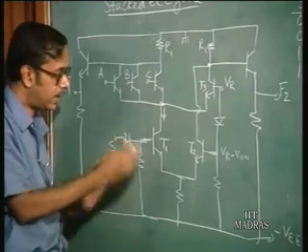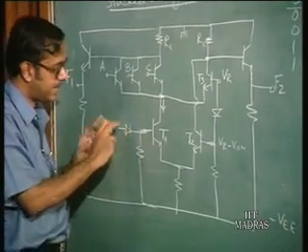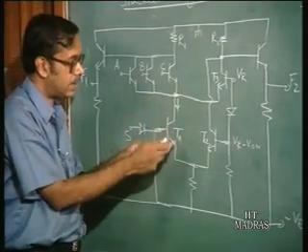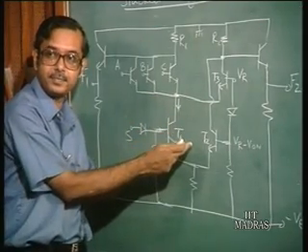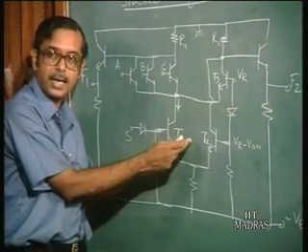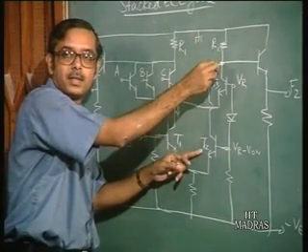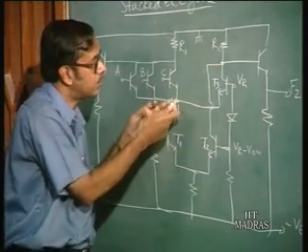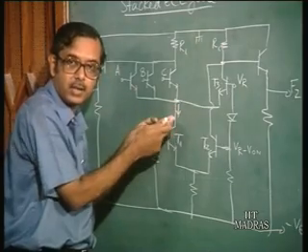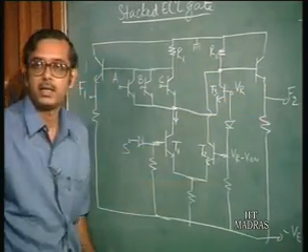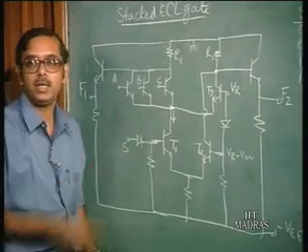On the other hand, if S is low, what happens? T1 is off, T2 is on, and if T2 is on, the current flows through R2. This part is off, so there is no current flowing here. So if current flows through R2, F2 is going to be low and F1 is going to be high.